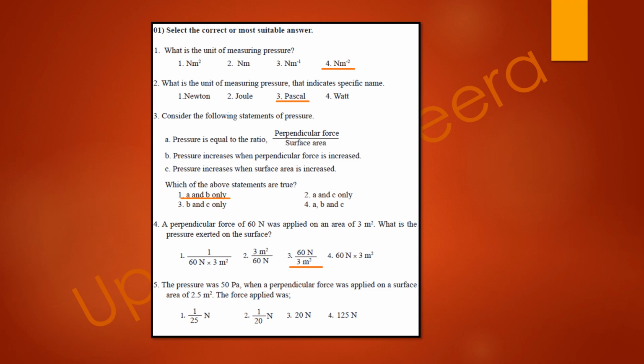Number 5. The pressure was 50 Pascal when a perpendicular force was applied on a surface area of 2.5 square meters. The force applied was? To find the force, what should you do? Pressure equals force divided by contact area. Then force equals pressure into contact area. So you have to multiply 50 by 2.5 square meters. Then you will get the force in newtons. So it is 125.